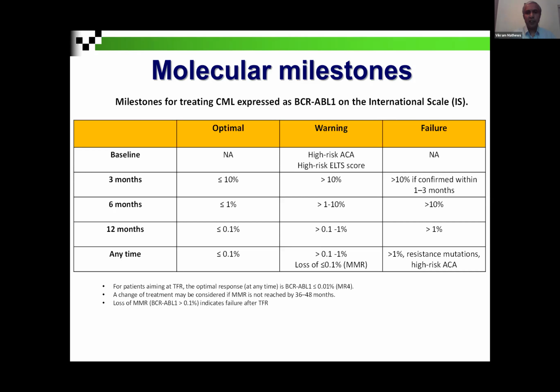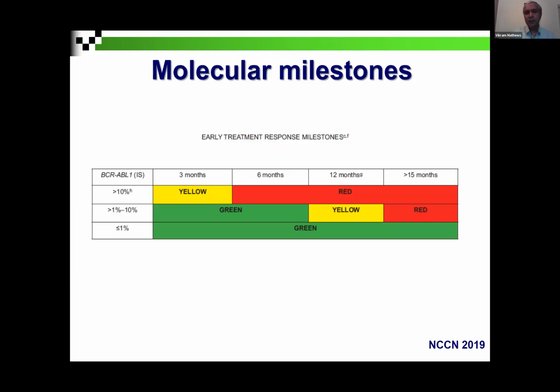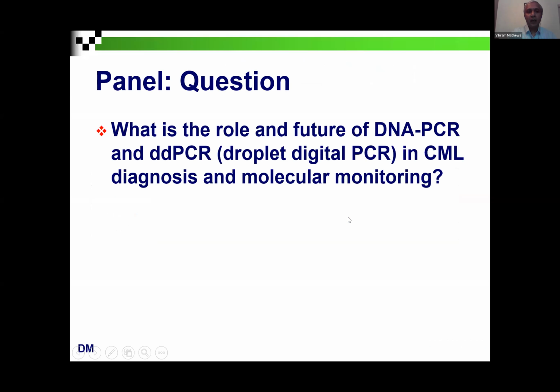Okay, thanks so much. There's a slight variation with NCCN. For the most part, it's overlapping. In ELN at 12 months, if you're more than 1 percent, you're considered a failure. But in NCCN, as you can see from this, only at more than 15 months, if you're more than 1 percent, is it considered a failure. At 12 months, it's still considered a warning, as illustrated by this yellow sign over there.